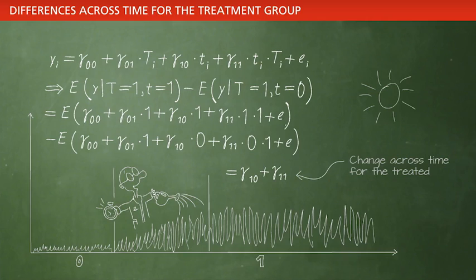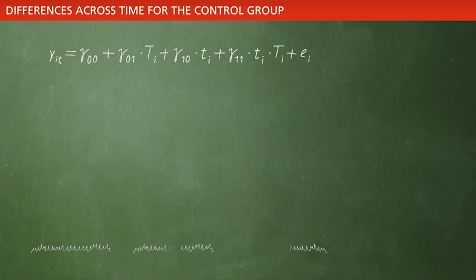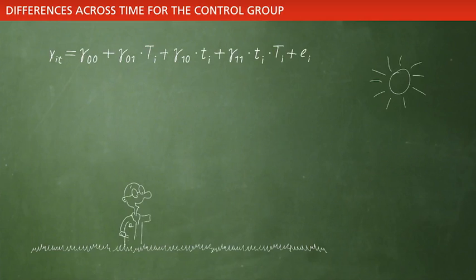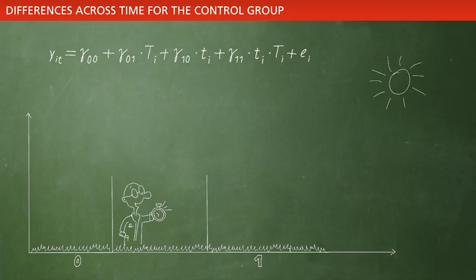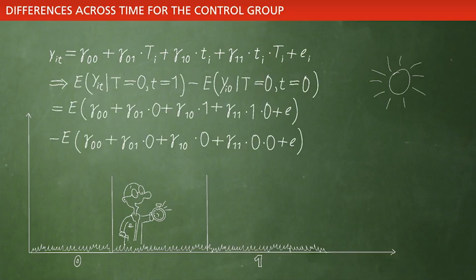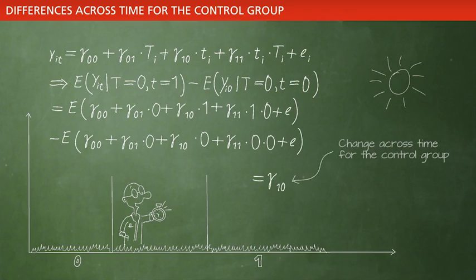For the third time, we restate our regression model in order to see how the model captures changes across time for the control group. Again, inserting the appropriate values of the treatment indicator, which is now 0 as we only look at the control group, and the time indicator, which is 1 in the last period and 0 in the first period, we get the average difference across time for the control group as the coefficient for the time indicator.